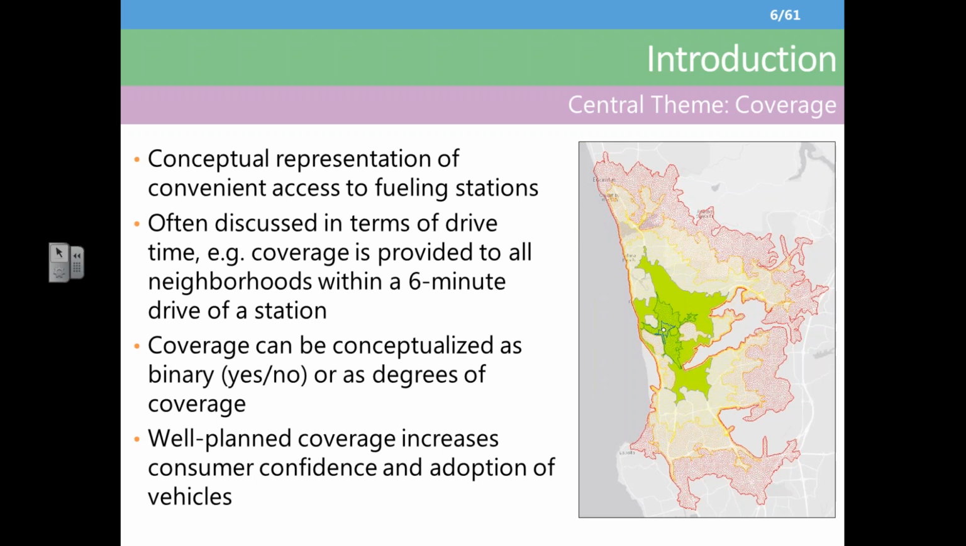Somebody who's a minute away from a station has a lot more convenience than somebody who's 15 minutes away from the station, or even 6 minutes away from the station. And somebody who has one station 3 minutes away and another 9 minutes away has more convenient access than somebody who has one station 3 minutes away, but their next one is half an hour away, right? So we actually look in CHIT at overlapping coverage from different stations at different degrees and look at the combined sum total of that for every location in the state. And so the concept here is that well-planned coverage increases consumer confidence, which then increases adoption of the vehicles.